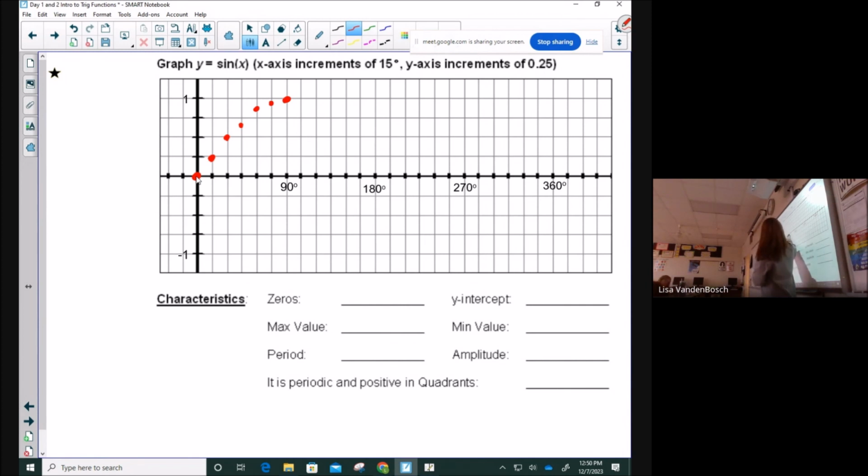So now 15 degrees after 90 would be 105. So put in sine 105 and keep going on your graph. So you're going to go all the way over to 360.